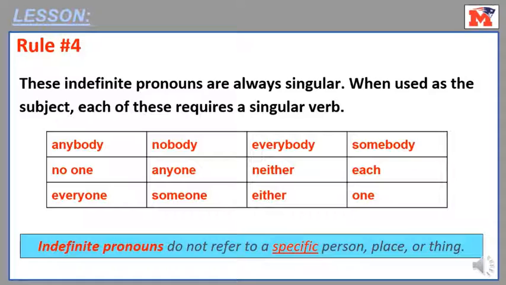So when they're used as the subject, they need a singular verb. You'll want to write these in your notes. Anybody, no one, everyone, nobody, anyone, someone, everybody, neither, either, somebody, each, and one. Pause the video at this time to give the class enough time to fill in their notes from this slide. When everyone is done, resume the video.